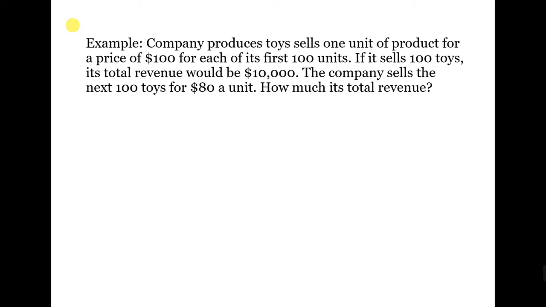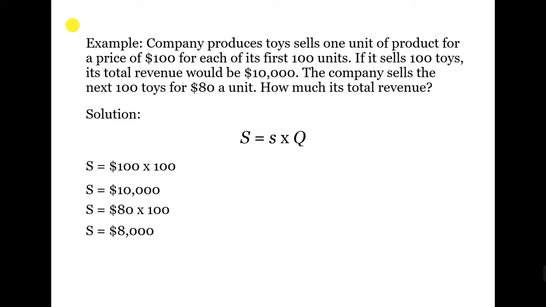Now the company sells the next 100 toys for $80 a unit. How much is its total revenue? Let us proceed to the solution with the formula for the total sales revenue. The first sales of 100 units are $10,000. Then the second batch of 100 units is $8,000. The total revenue, therefore, is $18,000 for 200 units.